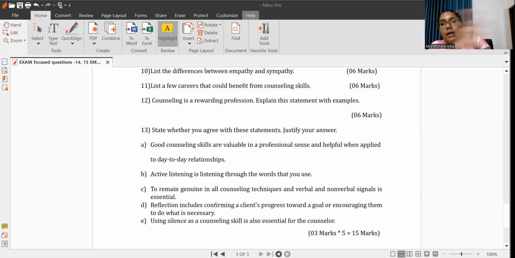Apart from that, you can help your loved ones who face a similar problem to sort it out. That means you can be a counselor next time to help another person if that person encounters similar problems. That means both parties will be rewarded: you are rewarded as well as your loved one, since you have gone through the counseling process.